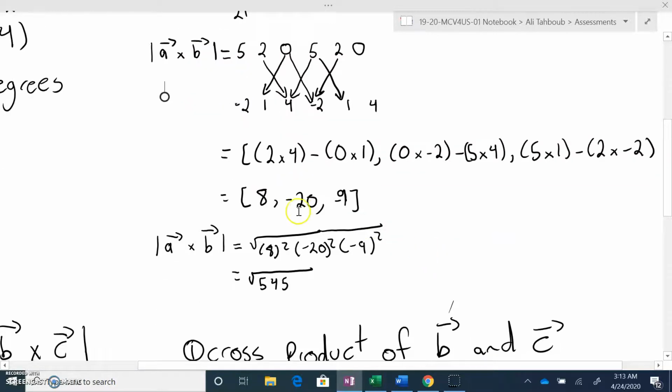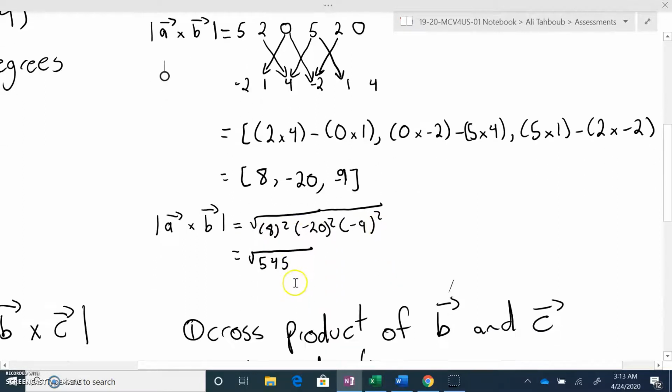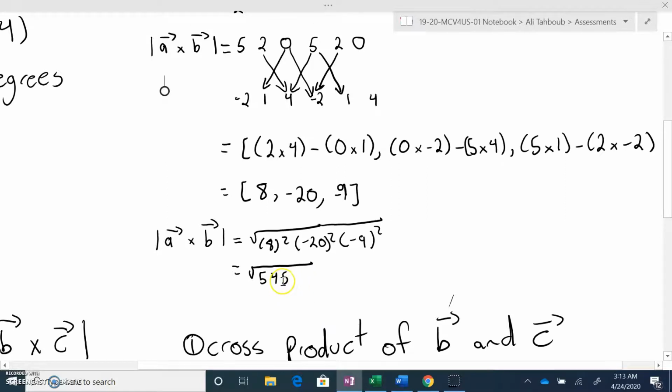So in this case, after we found the coordinate of each section of the cross product, we then input all these coordinates back into the same formula we used in the beginning, where we basically square each of the coordinates, and then we find the square root of the whole sum. So in this case it's the square root of 545.